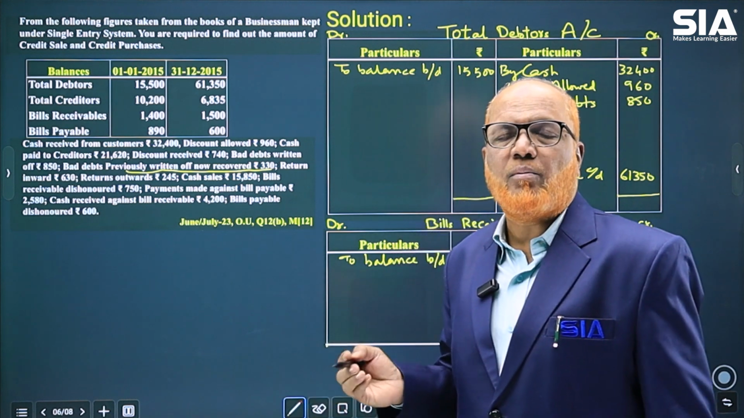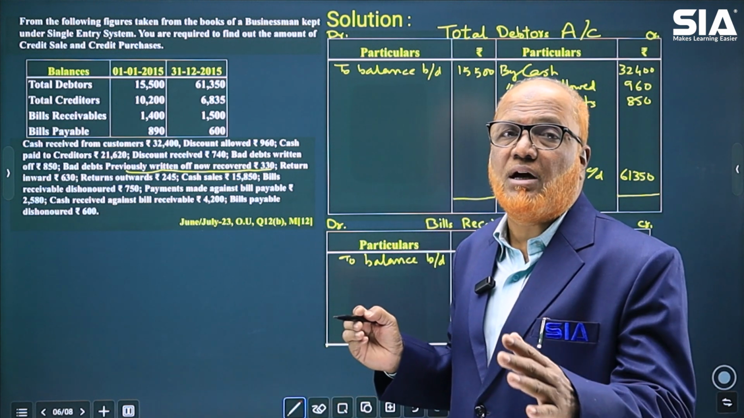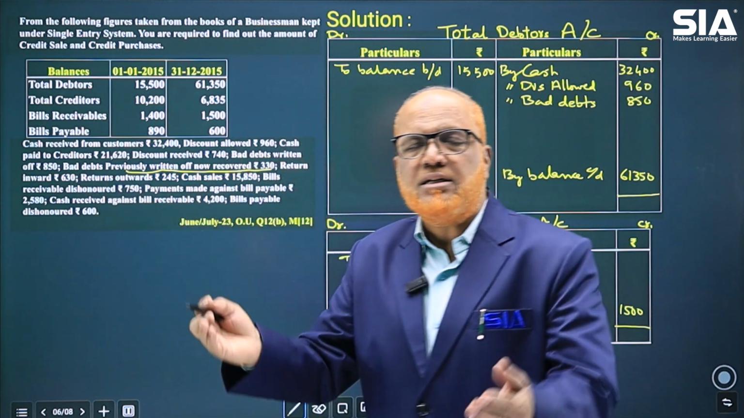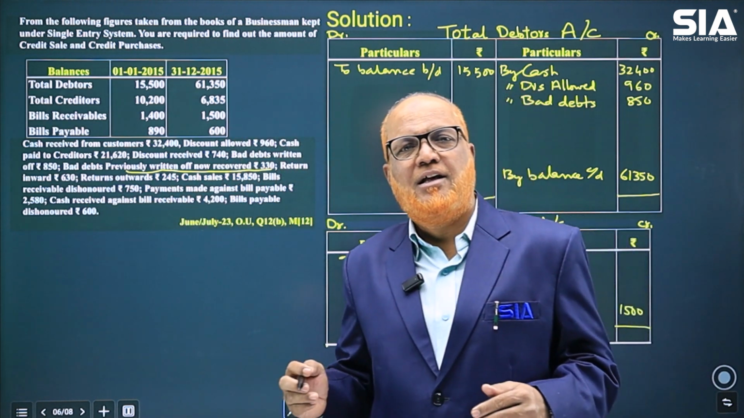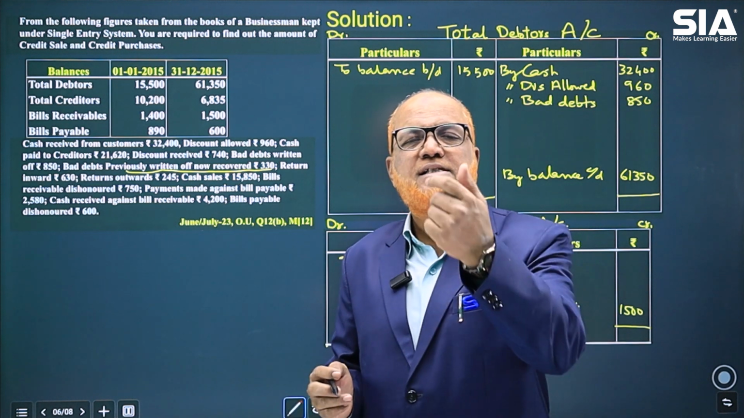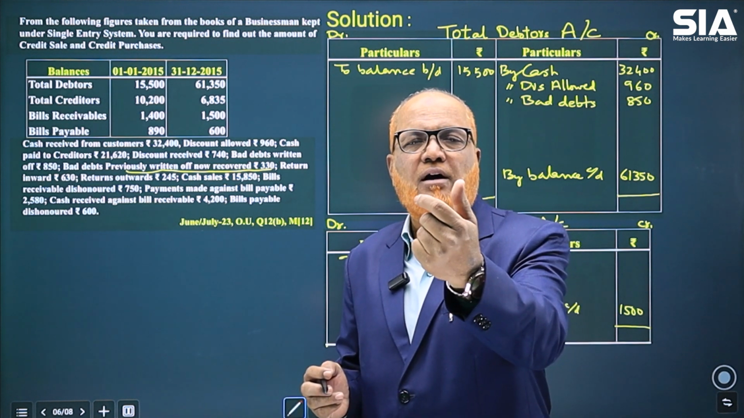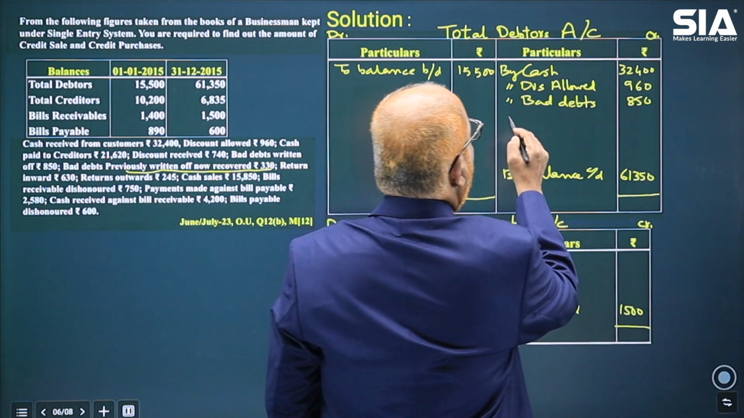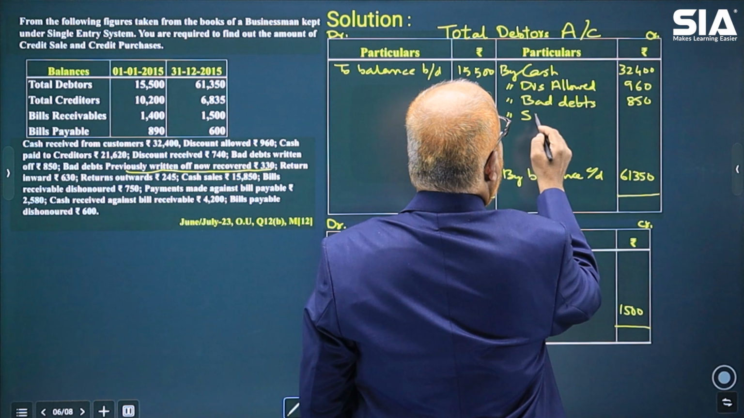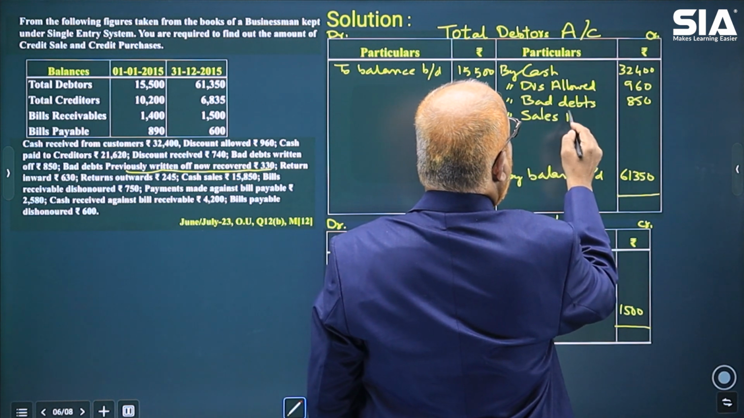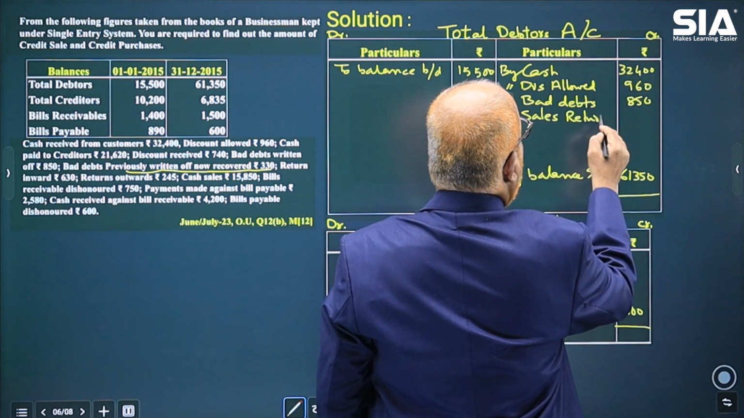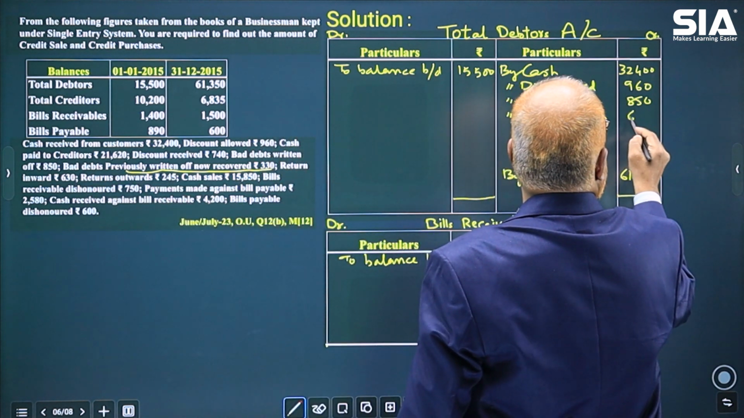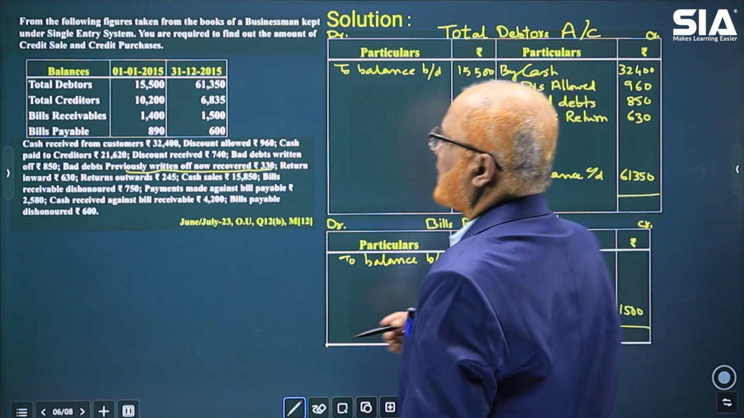This will not come in every problem. Sometimes they may ask you, bad debts recovered. It will not come in debtors account. Return inward. Return inward is a sales return. So entry for sales return is sales return account debtor to debtors account. So debtors should be credited by sales return. How much is the return inward? 630. So I have taken here 630, right?